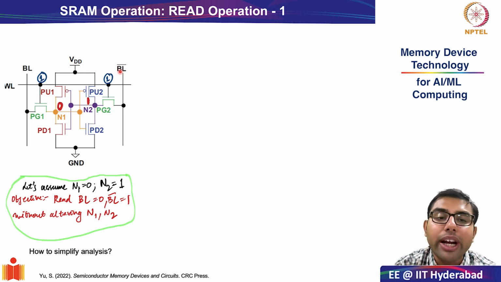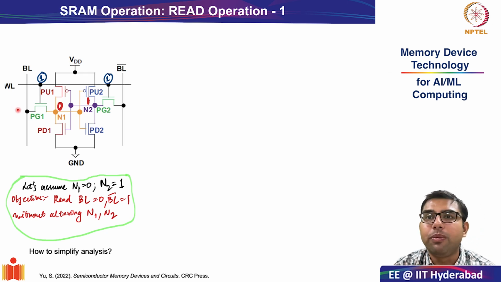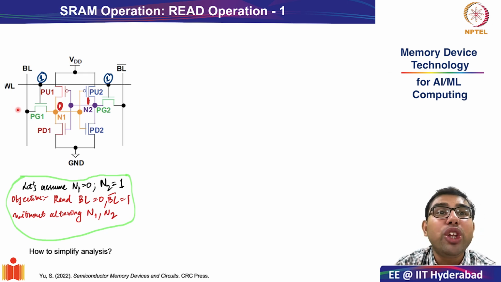So let us now try to intelligently evaluate what values we need to assert on bit line, bit line bar and word line. Now the value for word line is very, very obvious, right? In hold operation, you wanted N1 to be decoupled from bit line. Here it is exactly the opposite. Here you want to read out some information from N1 and N2 on bit line and bit line bar. So it is but obvious that you have to assert the word line. And that is what I have done.